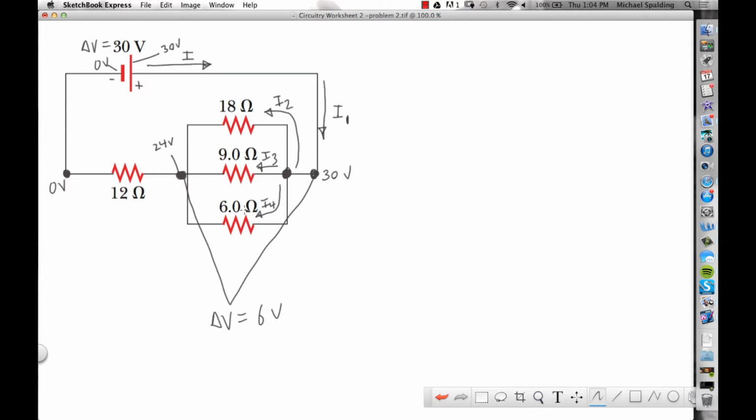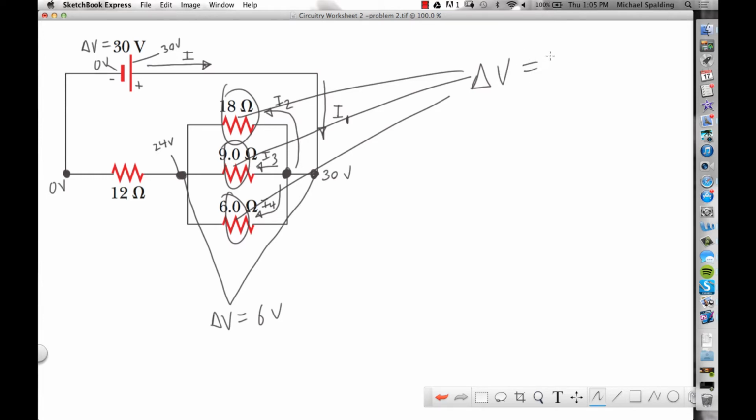Now, no matter which current you're focused on, whether it's the current through the 18, the 9, or the 6, what do all of those have in common? The delta V is what? Constant. It is 6, right? What's the delta V across the 18? 6. What's the delta V across the 9? 6. What's the delta V across the 6? 6. Do you guys see why it's 6?